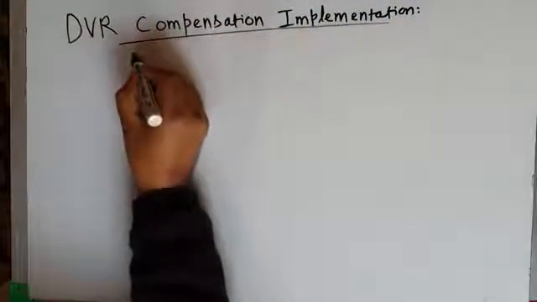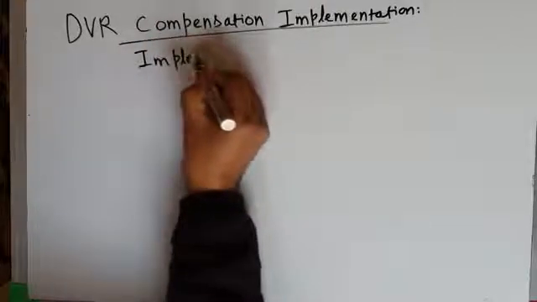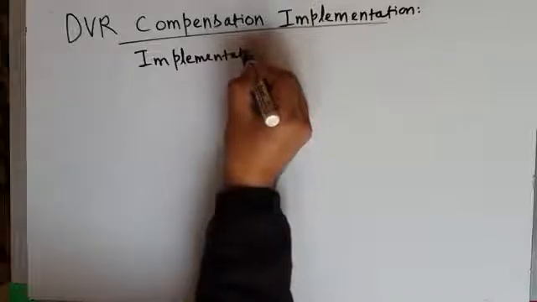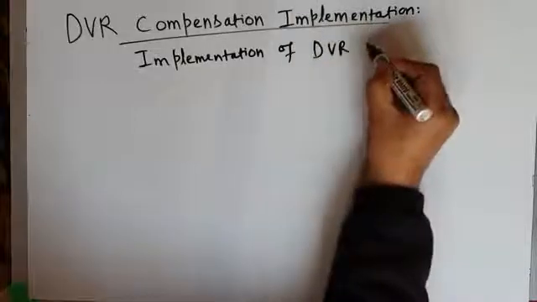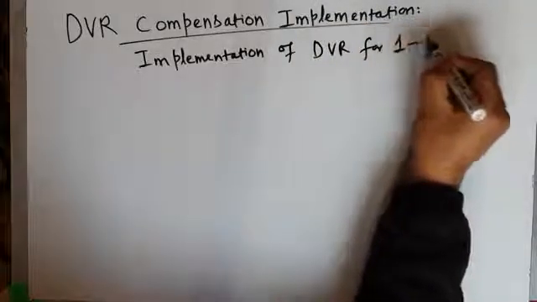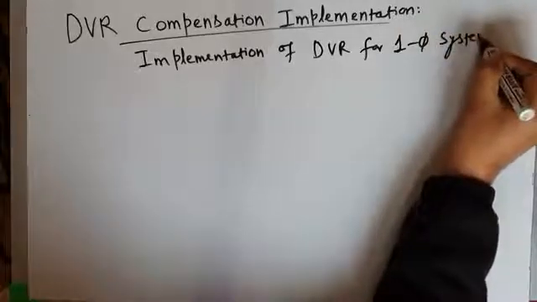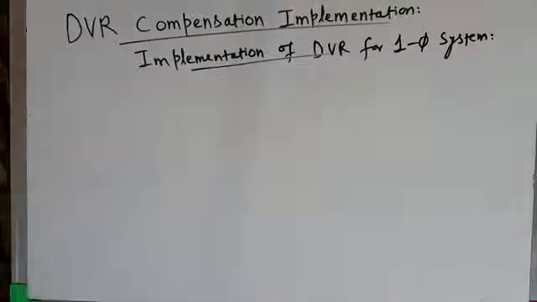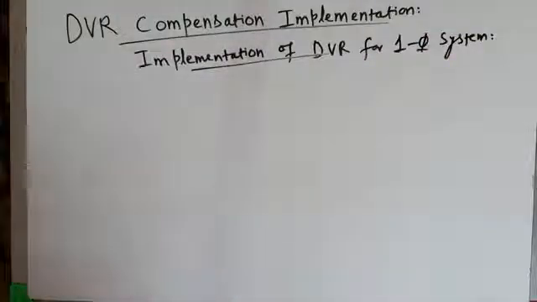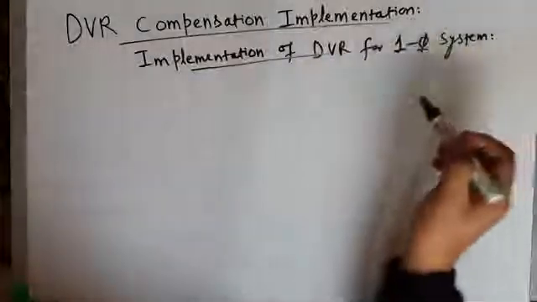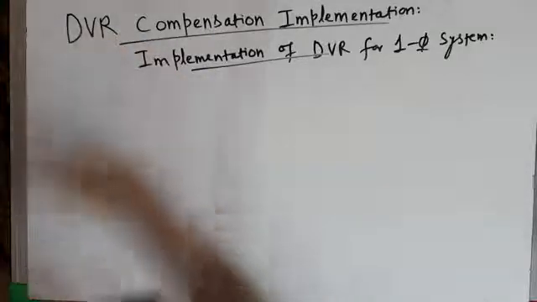First of all, we will take implementation of single phase DVR, and we will later on extend the same to three phase DVR. Implementation of DVR for single phase system. So we have to basically do the series compensation, or we have to do the voltage compensation. Let us first of all consider a single phase system. So in a single phase system, we assume first of all that full system information is available. And for implementation of single phase DVR, following steps will be followed by us.